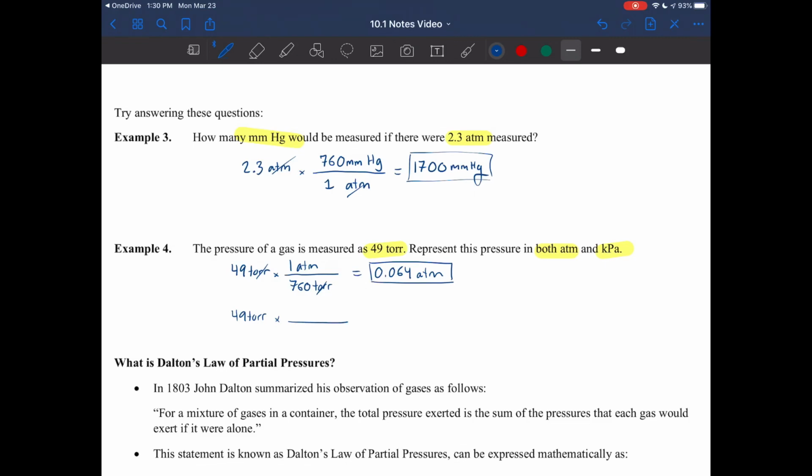And according to the conversion factors on the last page, whenever we had 101.3 kilopascals, we had 760 torr. So the torr will cancel out. Then all we have to do is 49 times 101.3 divided by 760 to get our answer. And I'm getting about 6.5 torr as our final pressure here.